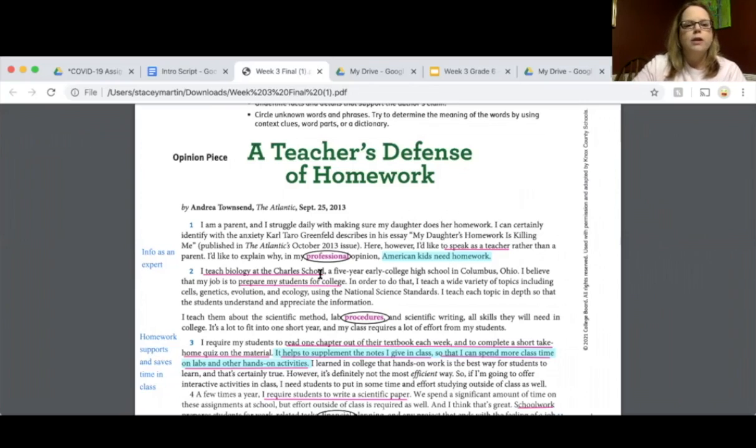The other reason why I stopped off to the side is the reason these 2 paragraphs are here is because it is identifying the author as an expert. Wouldn't a teacher know about homework, right? So I paraphrase this info as this is information about an expert, okay?